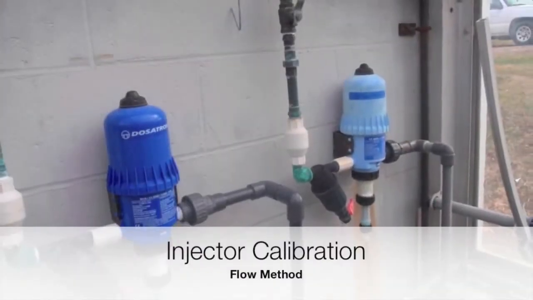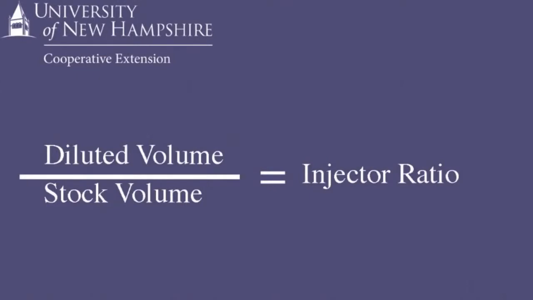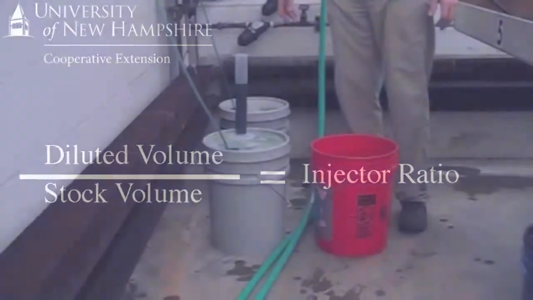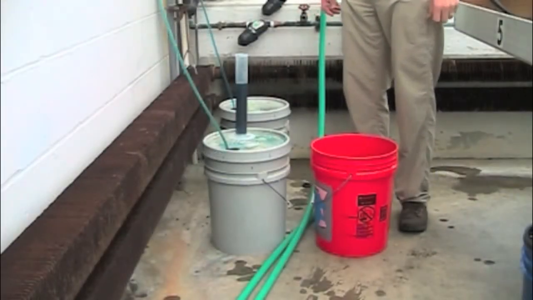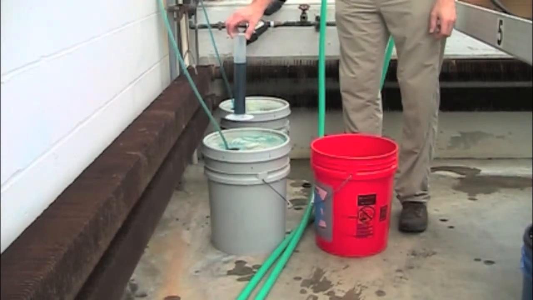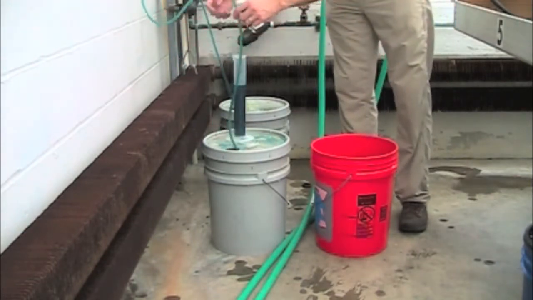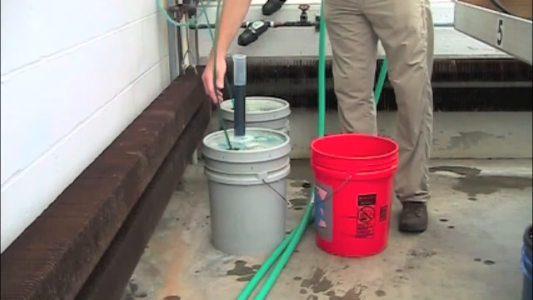Our second method is the flow method. At the core of the flow method is this equation: diluted volume divided by stock volume equals injector ratio. We start by filling a graduated cylinder to a known volume with the concentrated stock solution. In this case, the cylinder is filled with 200 milliliters of stock solution. Then we place the lead from the injector into the graduated cylinder.